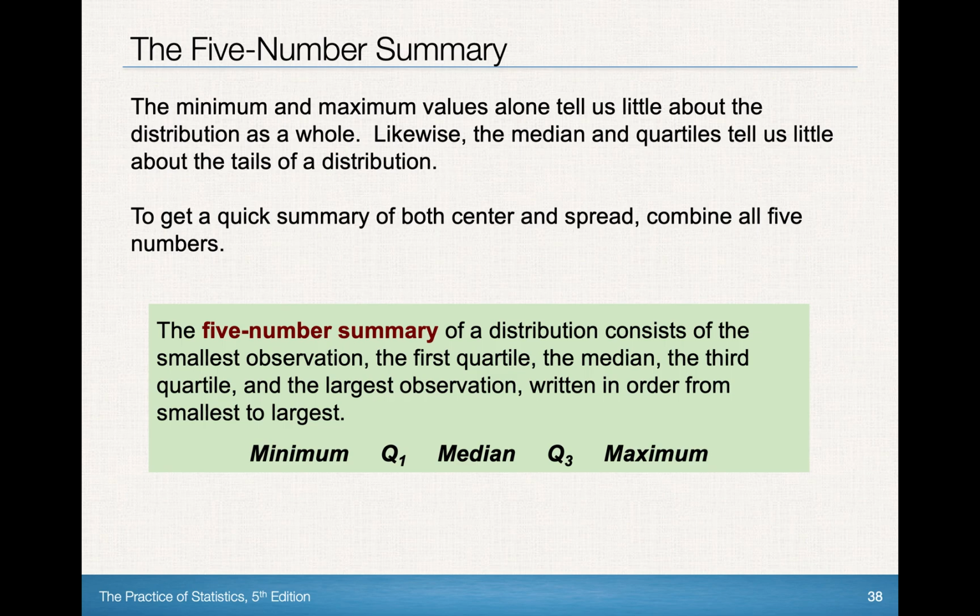Okay, which brings us to our 5-number summary. Okay, so we are describing data numerically. We've already found 3 of the 5 values. Q1, the median, and Q3 are 3 of the 5 in the 5-number summary. The other 2 values are the minimum and maximum values. So a 5-number summary of a distribution consists of the smallest observation, the minimum, the first quartile, Q1, the median, the third quartile, Q3, and then the largest observation, the maximum, written in order from smallest to largest. That is a 5-number summary.